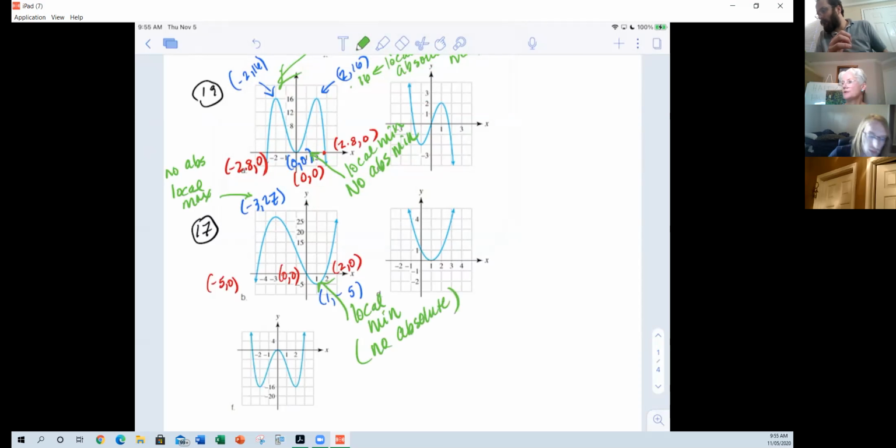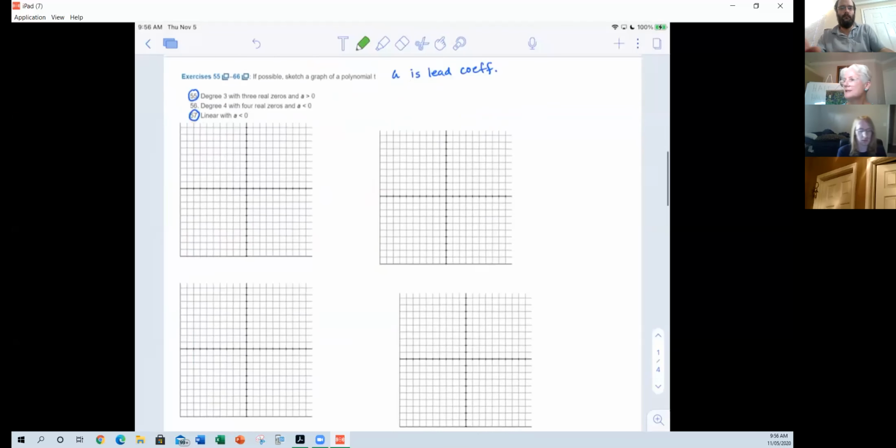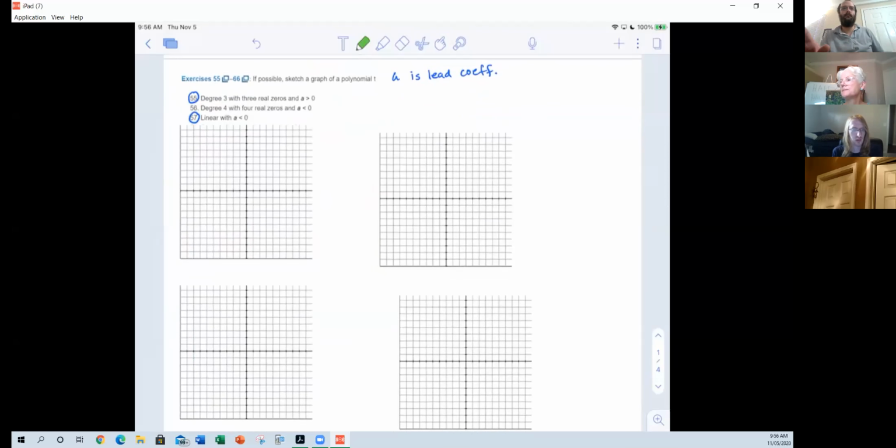Okay, so we finished those guys. Any questions on those? Okay, so these are the ones that you can draw and doesn't have to look like mine at all. So I want everyone to try to draw number 55, degree 3. How many humps will it have if it's a degree of 3? How many humps? That's what you need to ask yourself first.